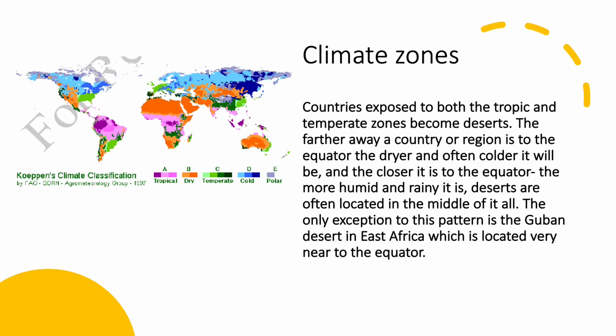The only exception to this pattern is the Gubon Desert in East Africa, which is located very near the equator. I'll be talking about this anomaly of the Gubon Desert located right on the equator, just over here, that little orange dot in East Africa, later on.